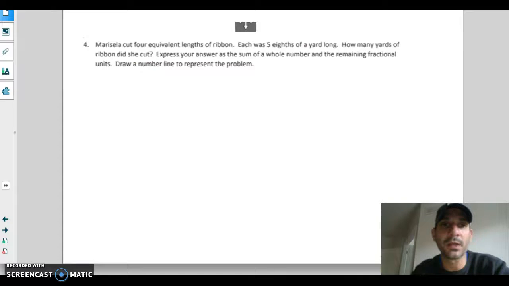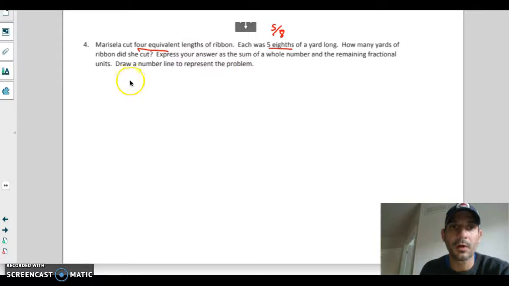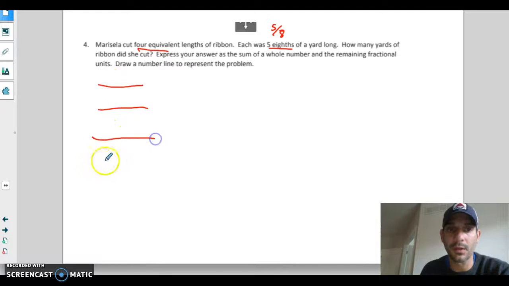Marcella cut 4 equal lengths of ribbon. Each was 5/8 of a yard long, so 5/8. How many yards of ribbon did she cut? Express your answer as the sum of a whole number and the remaining fractional units. Draw a number line to represent the problem. Okay, so she cut 4 pieces. So she got 1, 2, 3, 4. And each piece is 5/8 of a yard long. I'm just doing this for the visual.